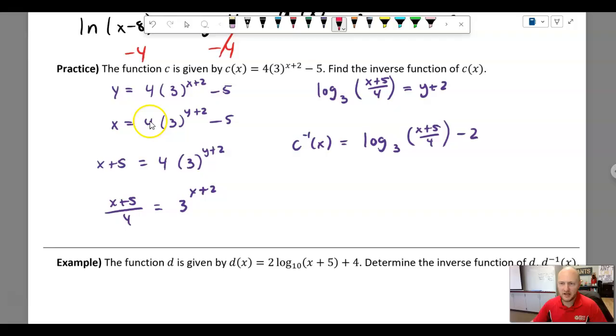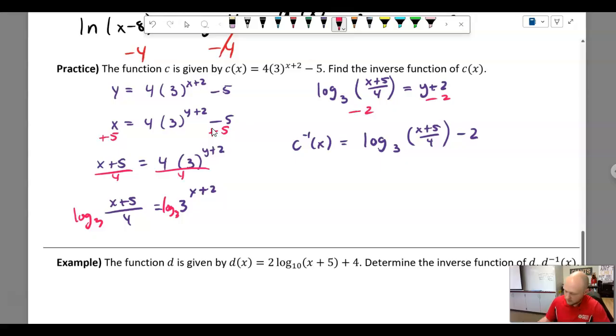You went ahead and switched x and y, and then we just use inverse operations. I'm going to add 5 to both sides. Then we're going to go ahead and divide by 4 on both sides. And then we take log base 3 of both sides. And then finally, just subtract 2 on both sides. Remember that minus 2 does not go inside of the argument, okay? So, hopefully you got it.